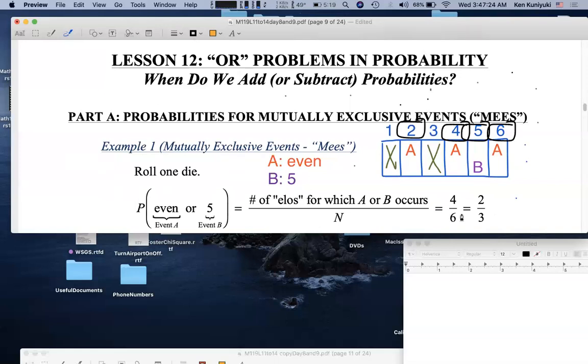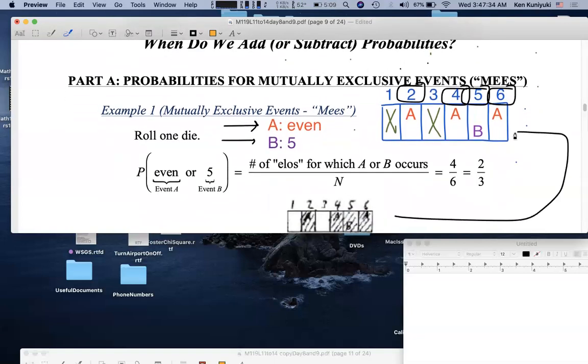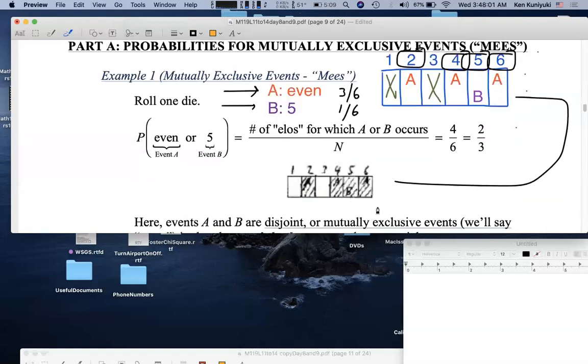But there's another way we could have done this. We could have done these event by event. Sometimes that's more convenient. So in particular, this is just a rehashing of this. We could have started by counting up the ELOs for which A occurred. What's the probability that we get an even number? It's going to be 3 over 6, 3/6, or 1/2. What's the probability that we get a 5? What's the probability that B occurs? Well, 1 over 6.